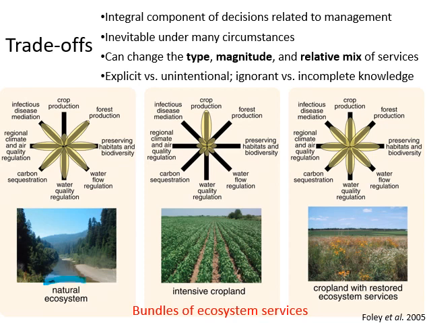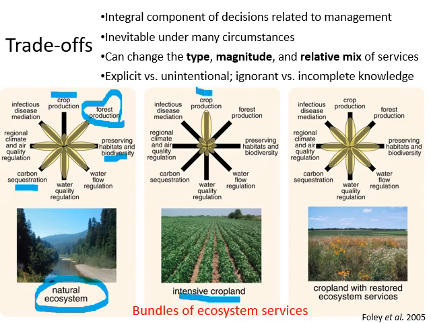So in this natural ecosystem on the left, you get a lot of forest production. Biodiversity is high. You get practically no crop production, but you get high carbon sequestration. On the other hand, in this intensive cropland, we've got very high crop production and very low of all the other services.